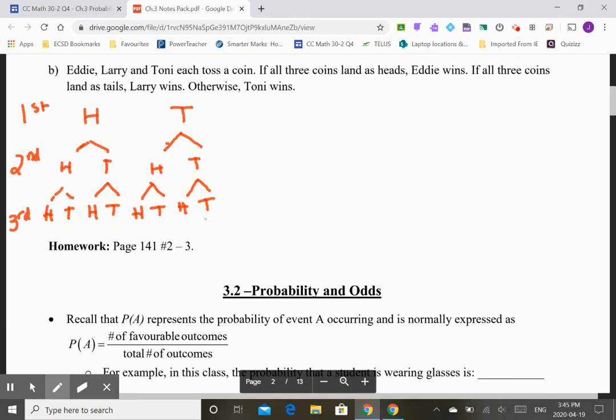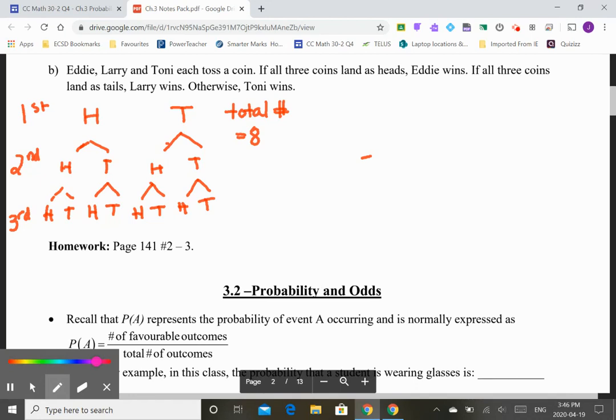And reading down the branches, we can see what the outcomes are. So heads, heads, heads; heads, heads, tails; heads, tails, heads; and so on. So what we have here is our total number of outcomes is going to be 8. We have 8 branches on our tree, 8 possible outcomes. Okay, so let's go ahead and calculate the probability for each player.